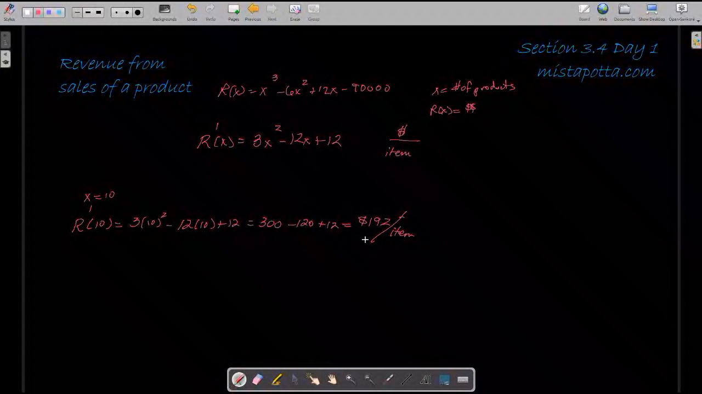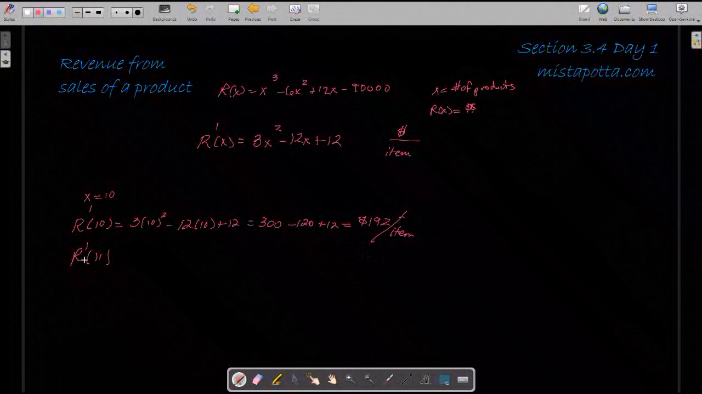Now, obviously, if I'm selling an 11th item, I'd want to figure out what happens to R prime at 11. And of course, that will change. I'll either be increasing or decreasing because this derivative is a rate, but it is a function that has a change as well.